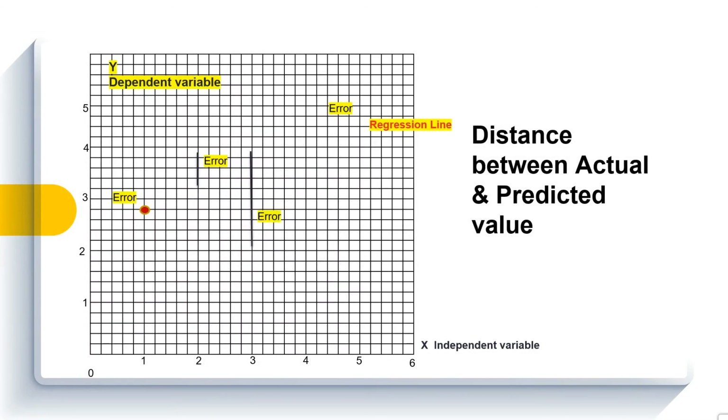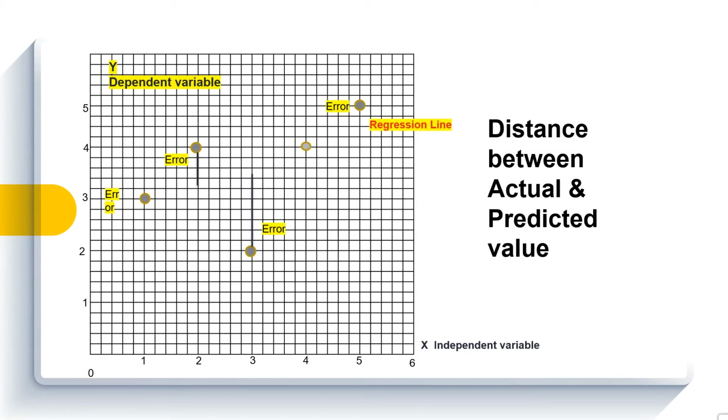Now your task is to calculate the distance between the actual and the predicted value. And your job is to reduce the distance. Or in other words, you have to reduce the error between the actual and the predicted value. The line with the least error will be the line of linear regression or regression line, and it will also be the best fit line.